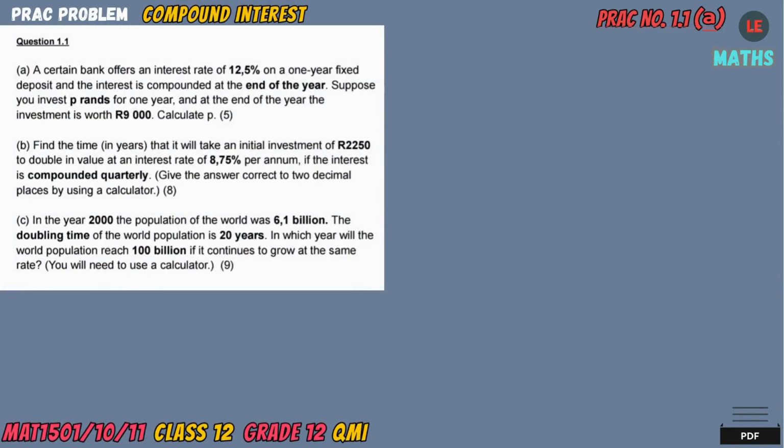On this screencasting, we are looking deeply into these three problems. This first one: a certain bank offers an interest rate of 12.5% on a one-year fixed deposit, and the interest is compounded at the end of the year. Suppose you invest P rands for 1 year, and at the end of the year, the investment is worth 9,000 rands. Calculate P.